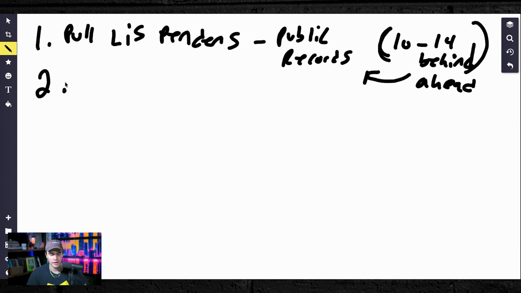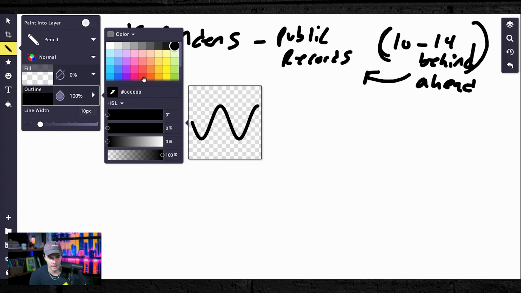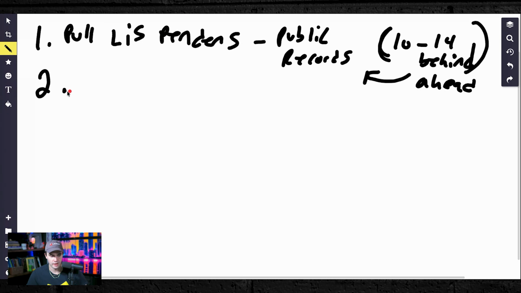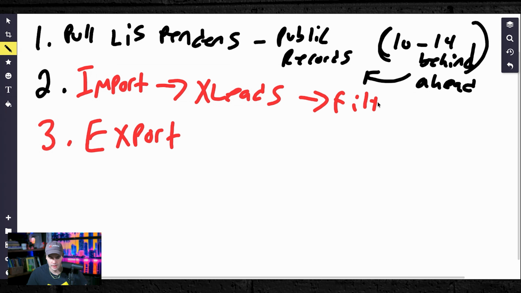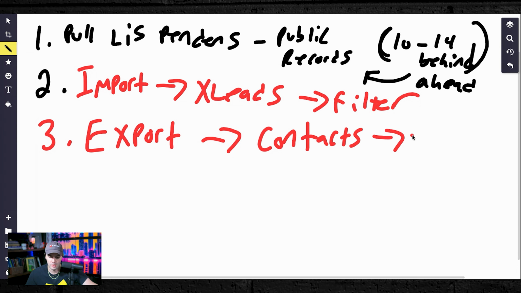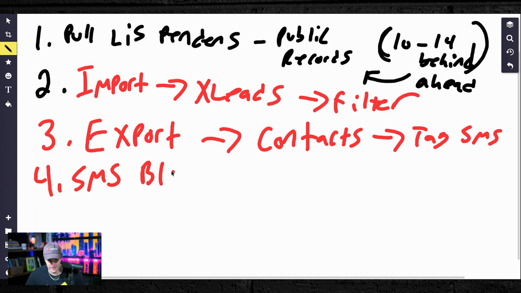Then number two here, what you're going to do, and this is where XLeads comes into play, I'll make that red, is you're going to go out here, you're going to import it into XLeads. Then number three, you're then going to export that data set. Well, then you're going to obviously filter the data, which I'll show you how to do. You're going to export it into the contacts tab, which I'll show you what that means. And then you're going to tag the property SMS. Okay. Then from there, you're obviously going to SMS text blast. You're going to SMS blast that list.